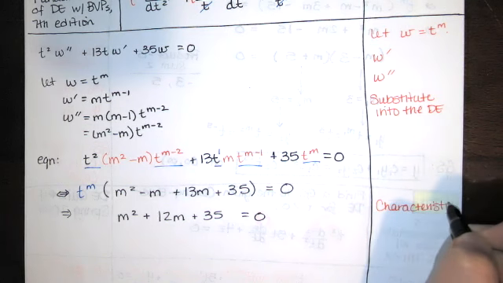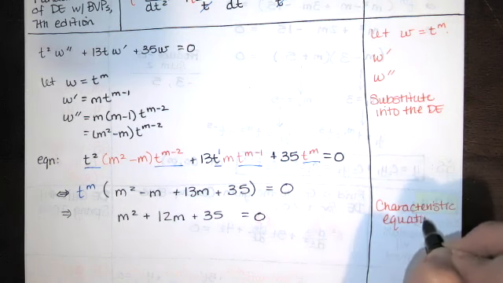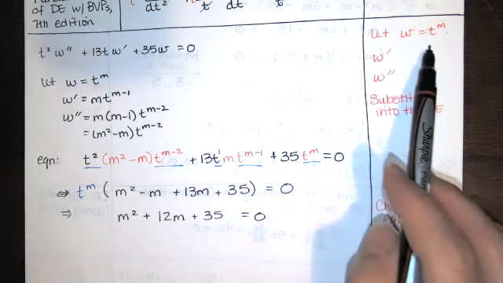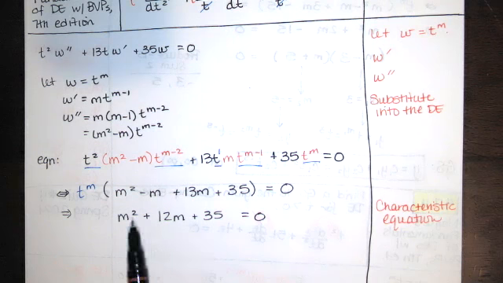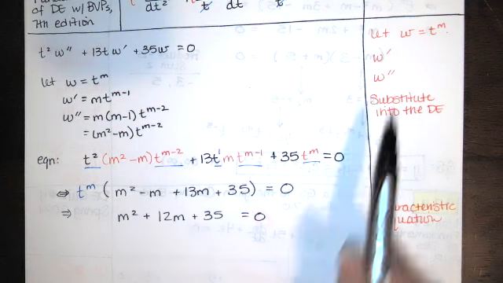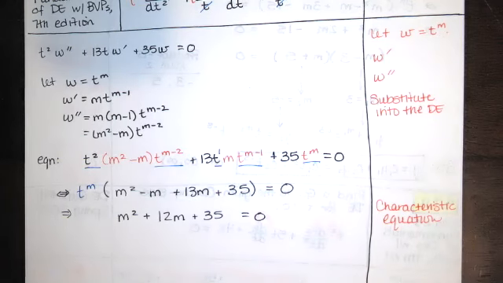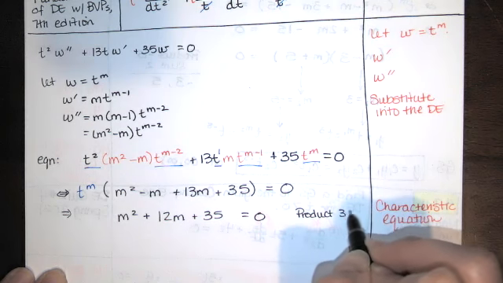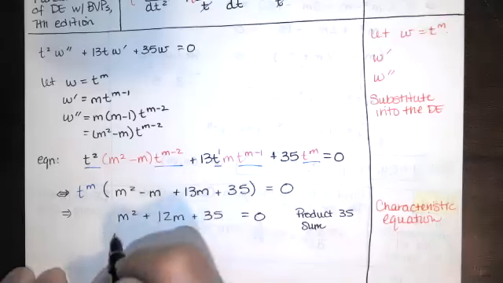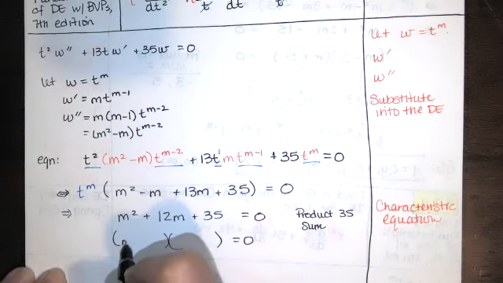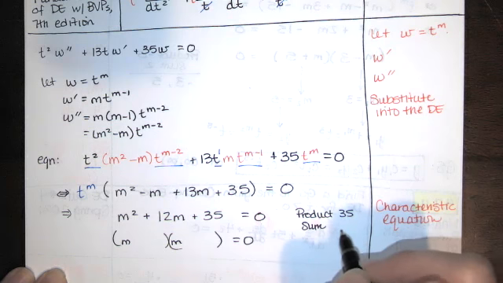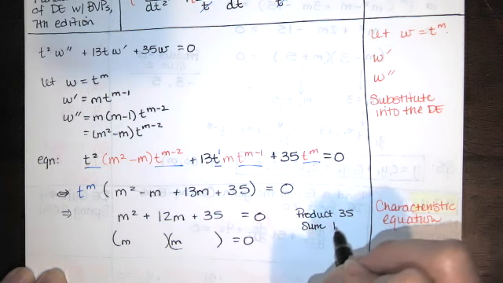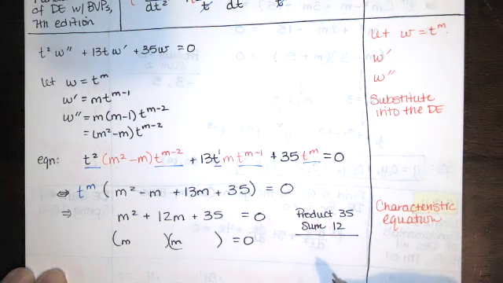If we can find the values of m that satisfy this equation, then we know the form of the solution for this equation. The m values that satisfy this are the m values that cause t to the m to be a solution of this equation. So this is quadratic, so you could use the quadratic formula. I prefer to factor if I can. So I'm looking for 2 numbers that give me a product of the constant term and a sum of the middle term. So two numbers that multiply to give me 35 that add to 12. 5 and 7 will work, so that'll be plus 5 and plus 7.